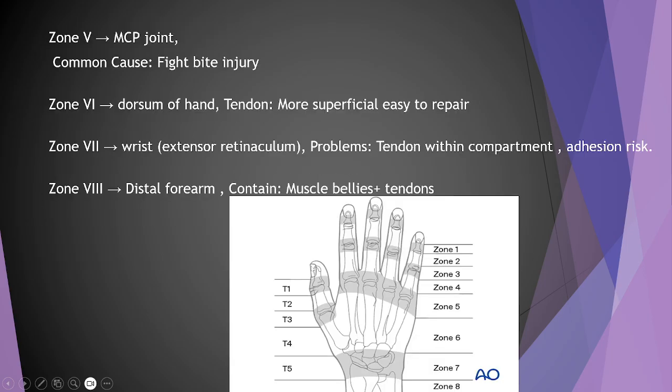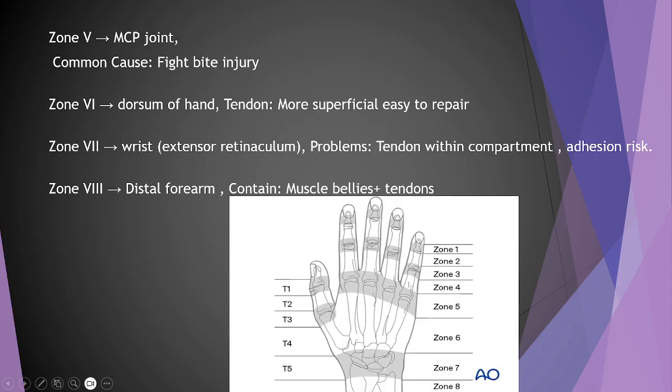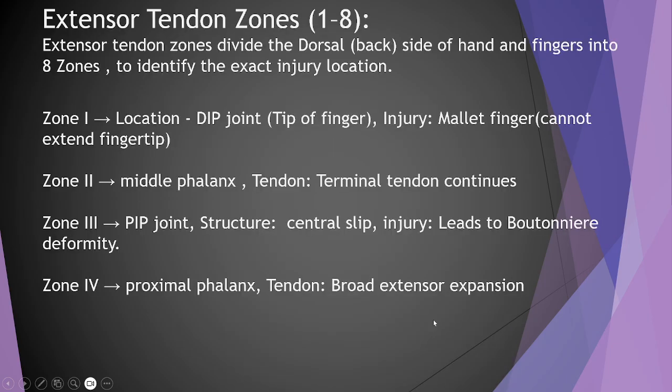And zone 3, what is zone 3? The PIP joint, the proximal interphalangeal joint. Zone 4 is the proximal phalanx. Zone 5 is the metacarpophalangeal joint. Zone 6 is the dorsum of the hand. Zone 7 is the wrist area, the extensor retinaculum. And zone 8 is the distal forearm. So these zones are very important while coding.